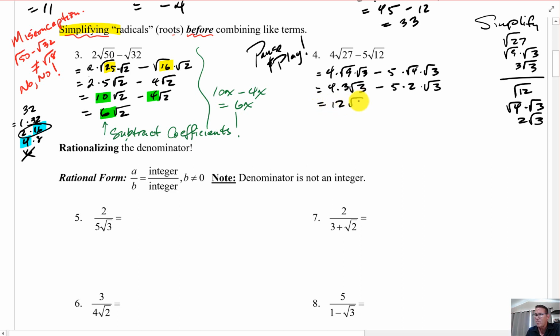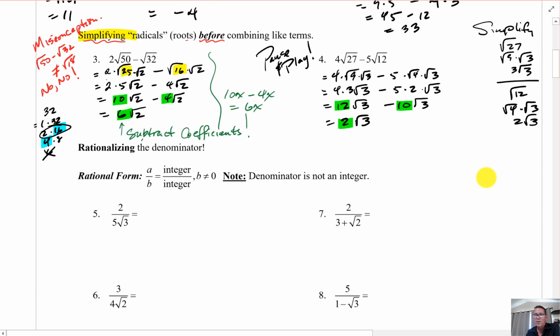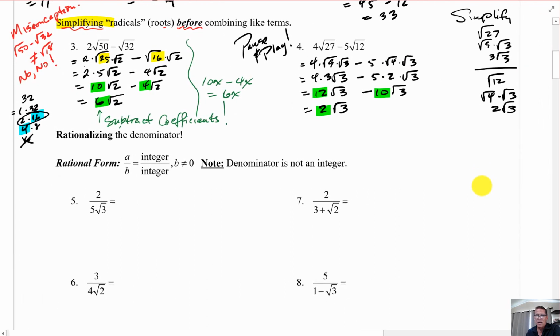Okay, so you have 12 root 3 minus 10 root 3, and as I said before, 12 minus 10 is 2. So this is equal to 2 rad 3. Why? Because if you start off with 12 roots of 3 and you subtract 10 roots of 3, you have 2 roots of 3 remaining. So you just subtract the coefficients again. It's not as complicated as you guys think, as long as you understand the basics and have good fundamentals down.